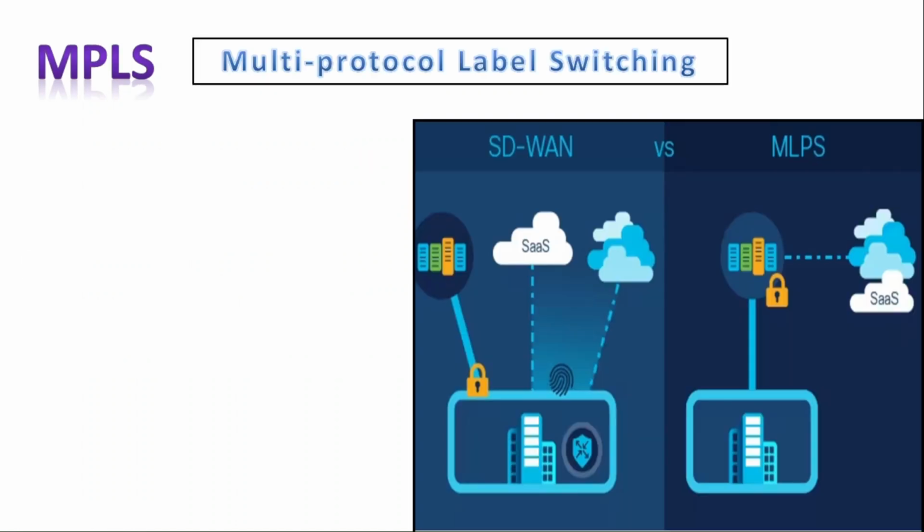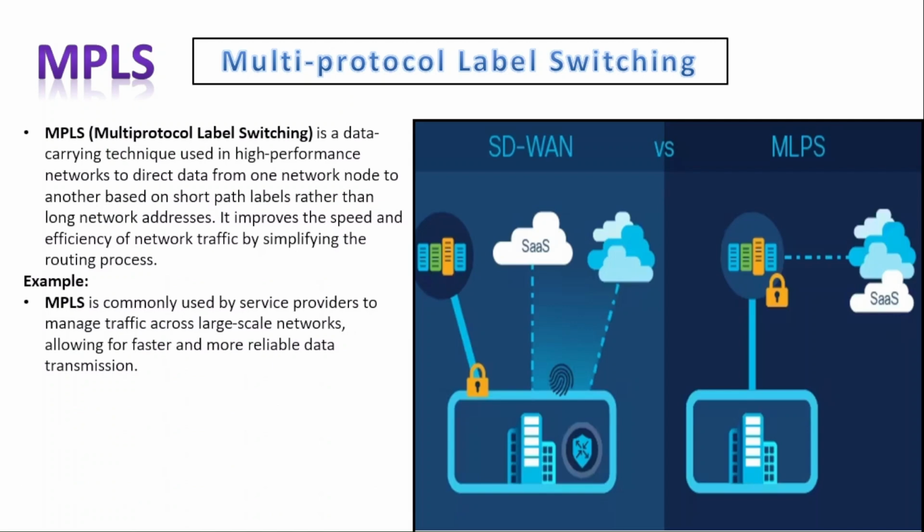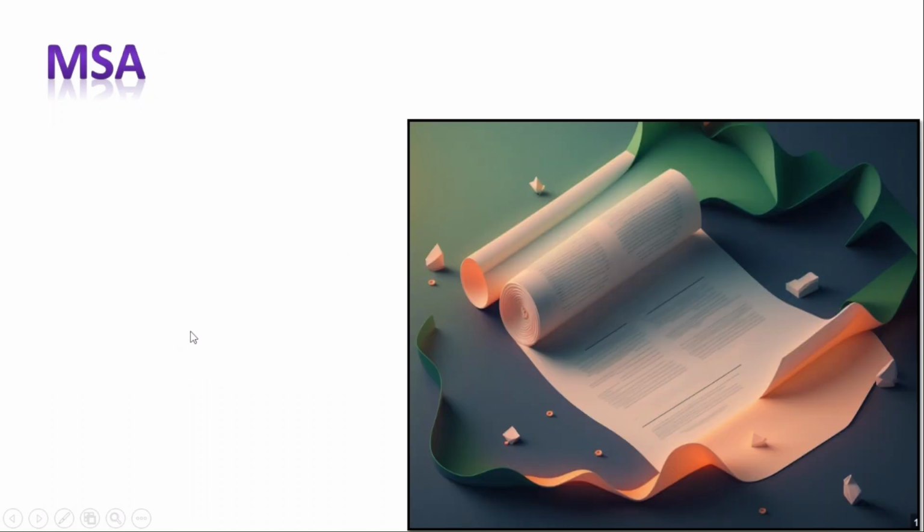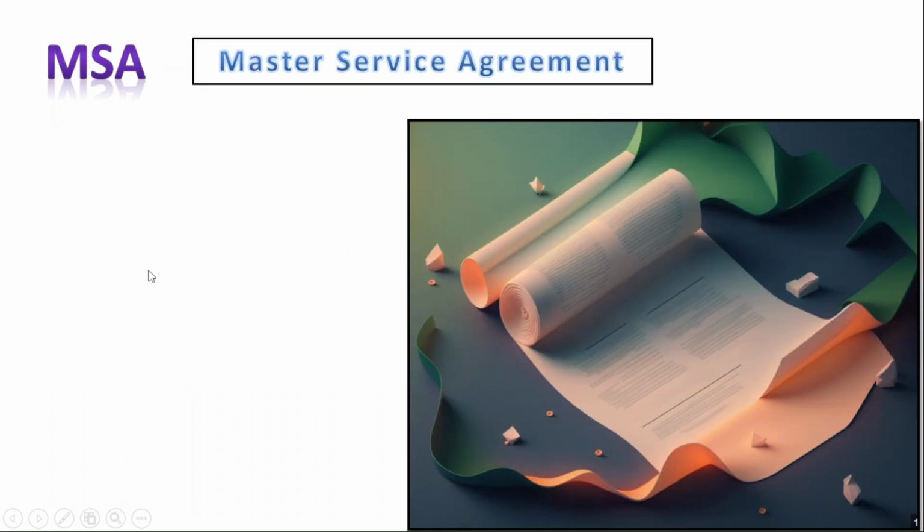MPLS, that is multi-protocol label switching. So MPLS, multi-protocol label switching, is a data carrying technique used in high-performance networks to direct data from one network node to another based on short path labels rather than long network addresses. It improves the speed and efficiency of network traffic by simplifying the routing process. Example, MPLS is commonly used by service providers to manage traffic across large scale networks, allowing for faster and more reliable data transmissions.